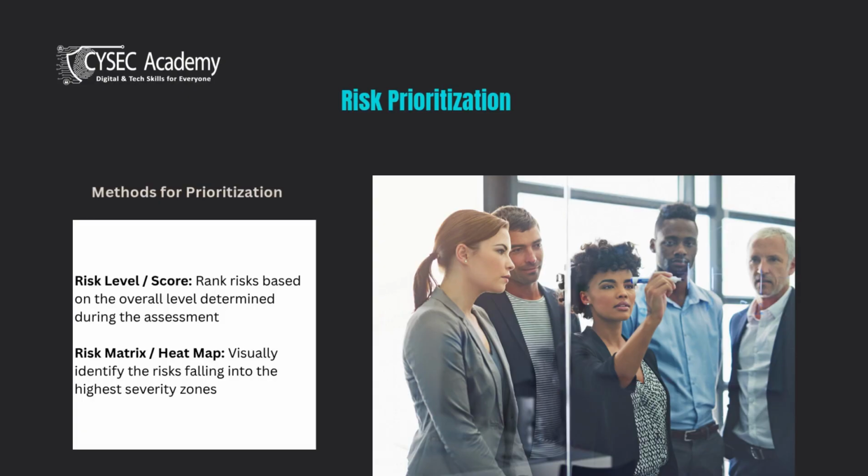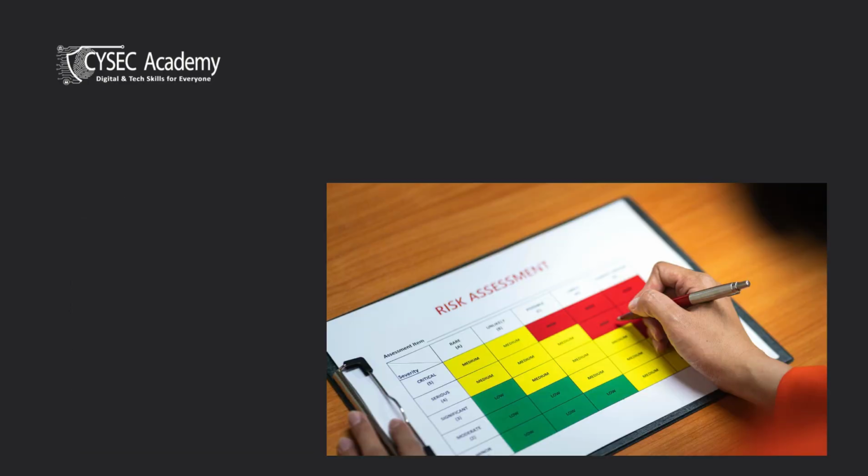The most common method is to rank risks based on the overall level determined during the assessment, e.g., address all critical risks first, then high, etc., based on the risk matrix, or rank by highest ALE for quantitative assessments. 2. Risk matrix or heat map: visually identify the risks falling into the highest severity zones, e.g., top right corner of the matrix, high impact or high likelihood, and target those first.